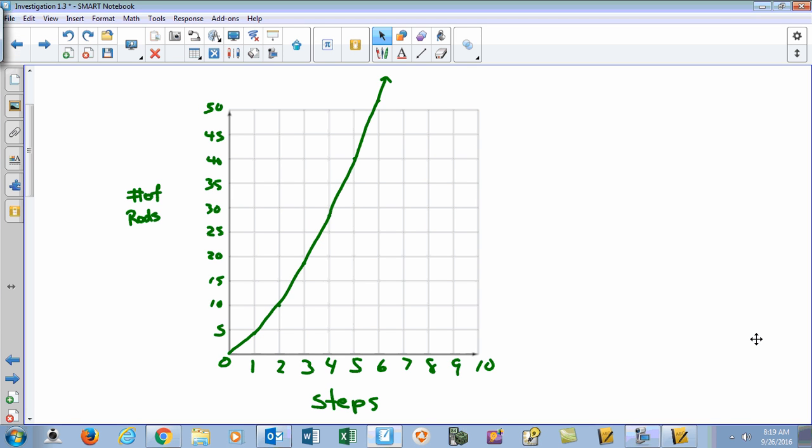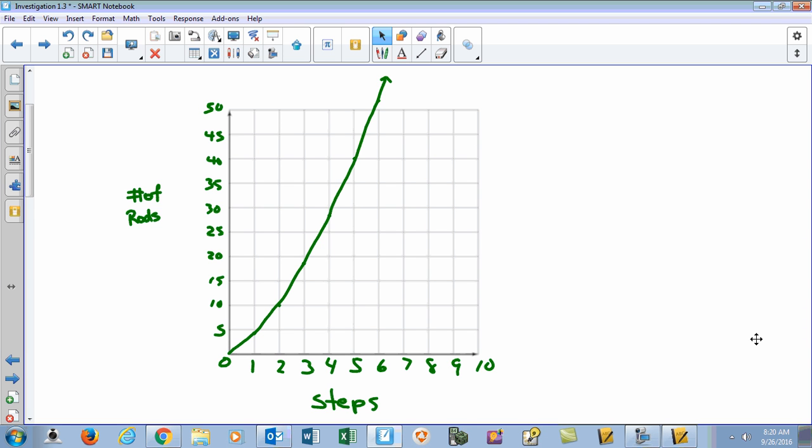So what do you notice about the table and the graph? What could you say about this, the model of these steps? How does it compare to the truss? Jamie? Okay, the steps increase, the rods do increase, right? What else could you say?